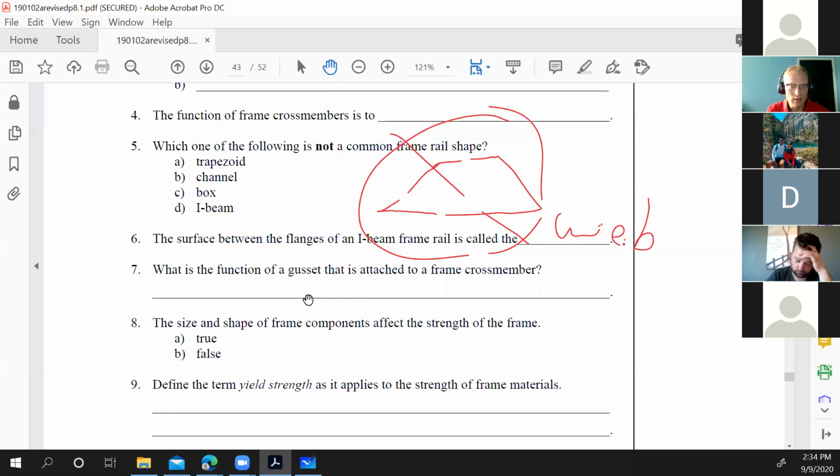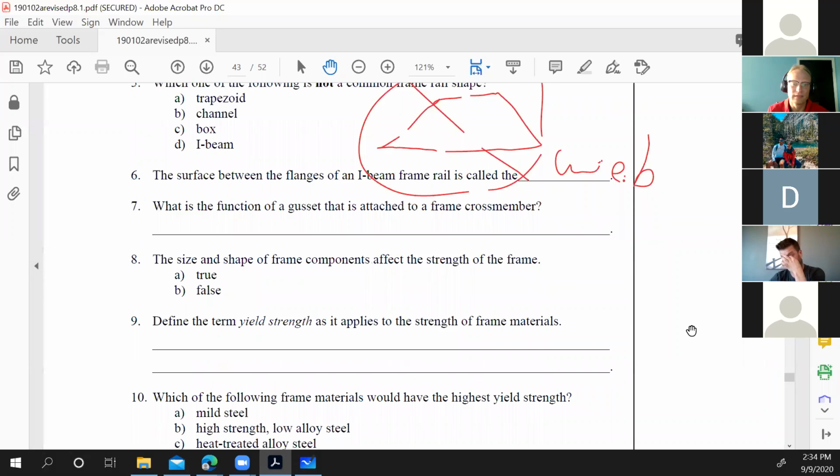The web. The function of a gusset that is attached to the frame cross member. This one's for the sway. Yeah, sway, what do they call it though? Frame weaving. Weaving, yeah, I did hear it. Yeah, they call it weaving. So a W word. The web, and then the next one, weaving, to prevent weaving.